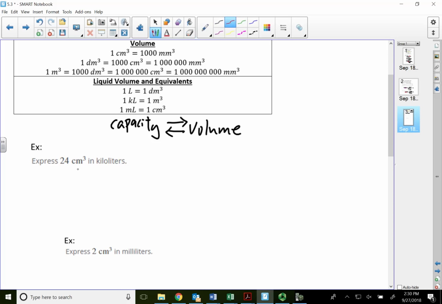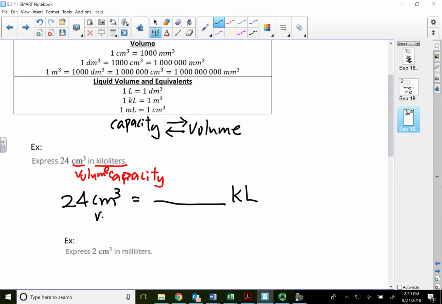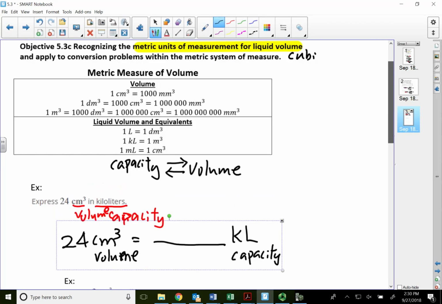So express 24 cubic centimeters, that's volume, in kiloliters. Kiloliter is capacity. So this problem is 24 cubic centimeters equal to so many kiloliters. That's actually converting between volume to capacity. So we will have to look down here, liquid volume equivalent. Do I have anything between cubic centimeter volume to capacity? I only got three things here. I got kiloliters to cubic meters. I have cubic centimeter to milliliters. It's a 1-to-1 ratio. All these are 1-to-1 ratios.